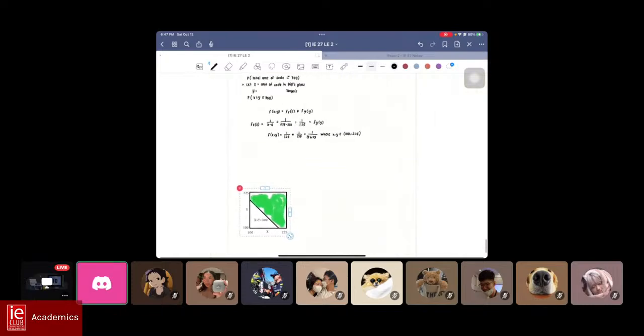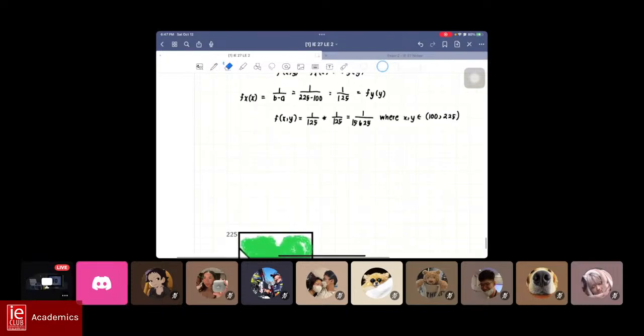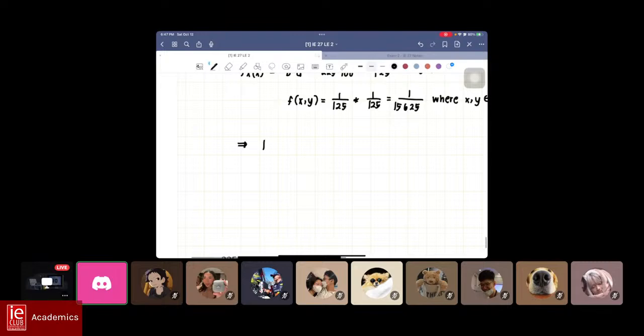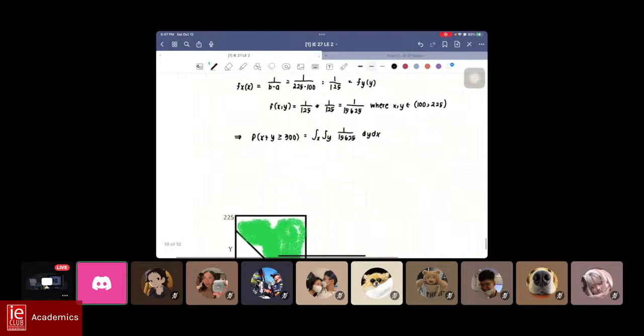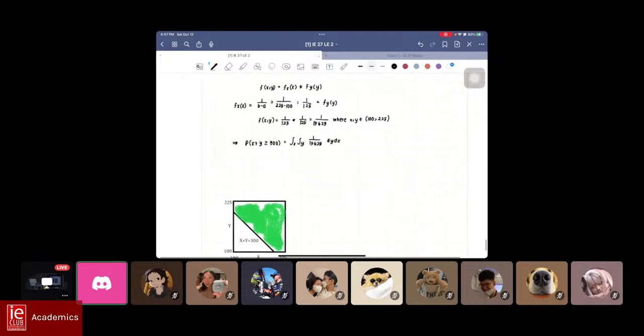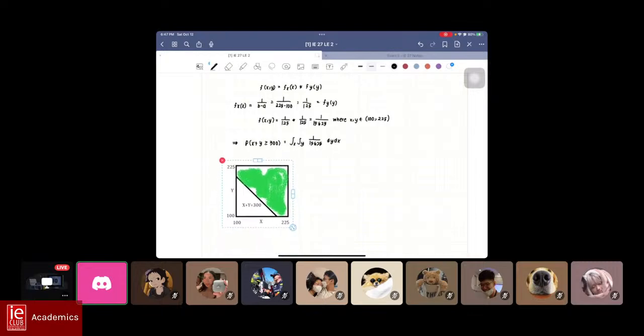So if we want to solve for the probability, we would have to integrate it. So that'll be equal to the integral over the bounds of x and bounds of y of 1 over 15,625 dy dx. And then it's hard to find the bounds if you just look at the problem like this. So it helps if you draw the problem. So if you draw it, it would look like this.